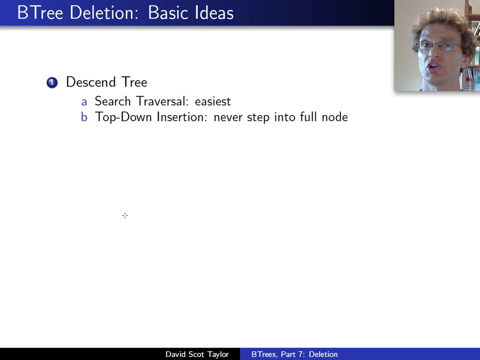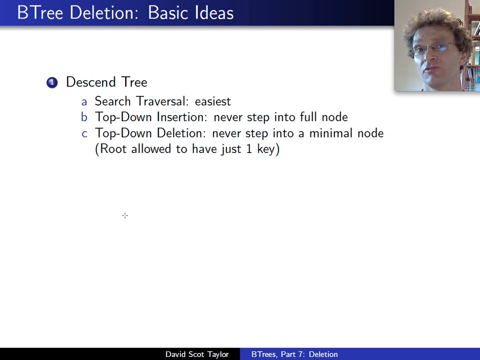If we're doing an insertion in a top-down tree, during our descending phase, it's not so different, except we never step into a node that's full. If we're about to step into a node that's full, we preemptively split that node and make it two non-full nodes so that we can go down the tree, never stepping into a full node.